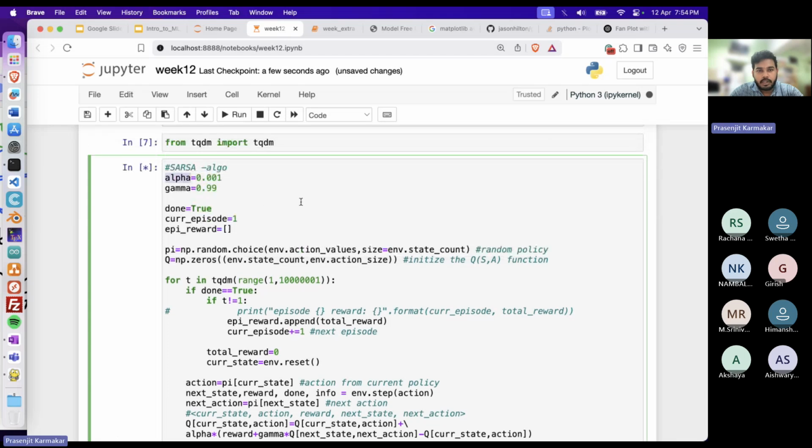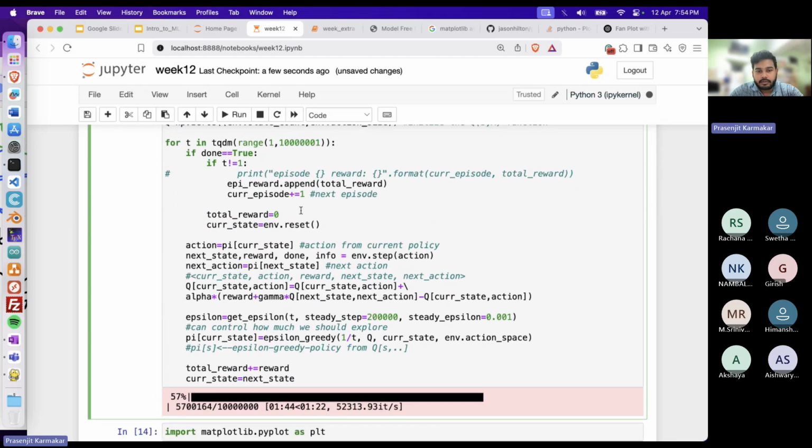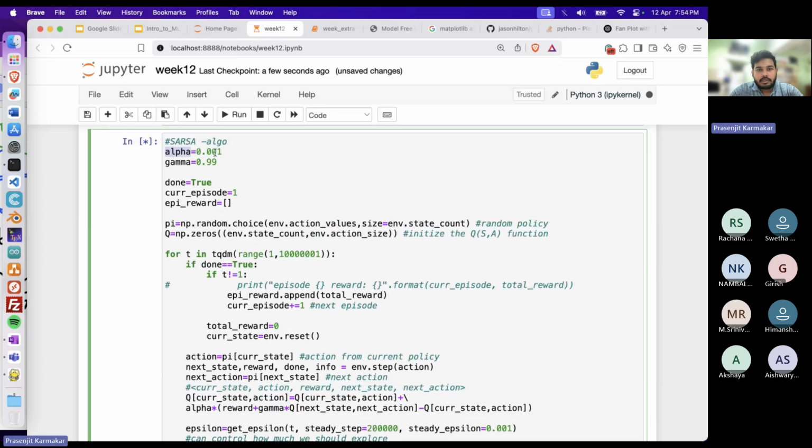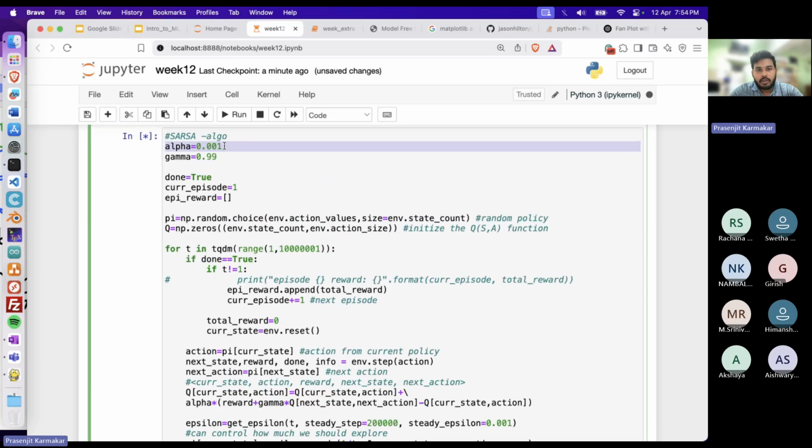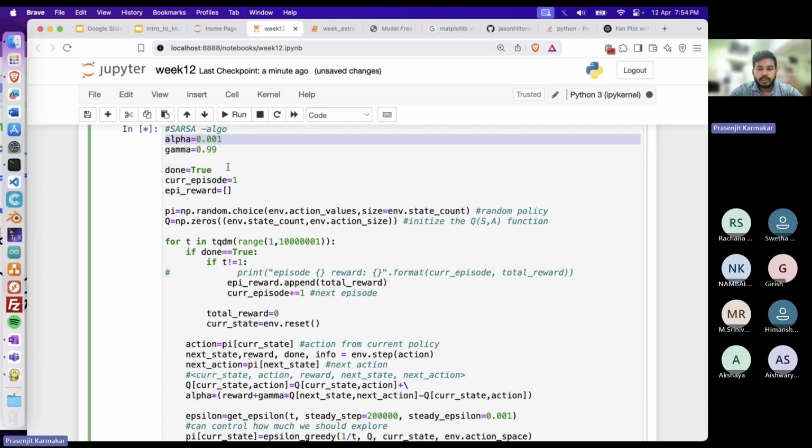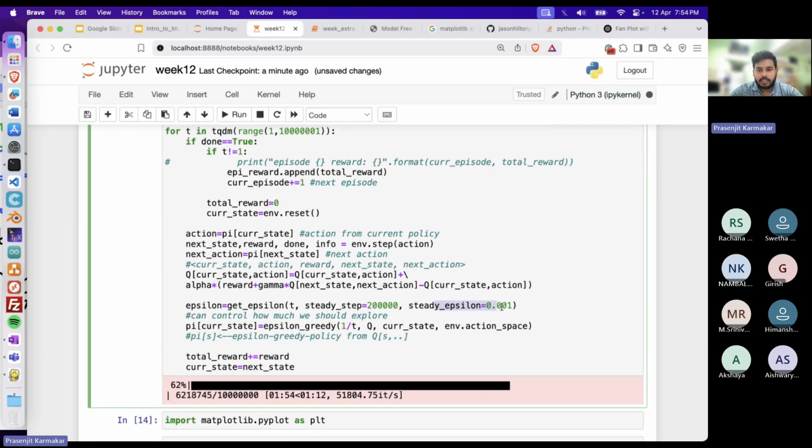Maybe the alpha value needs to be changed a bit. These parameters play a lot of role. What could be a good alpha value, a good steady state value, a good steady epsilon value? These things are hyperparameters, and they can be changed based on how complex your environment is. If your environment is very complex, then you can explore more. By changing this steady state, you can control that parameter.